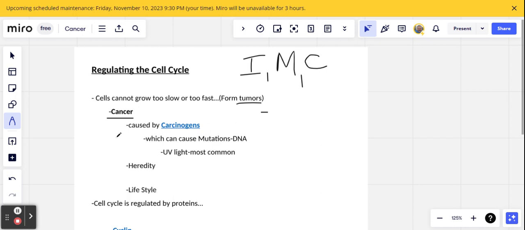Cancers generally are caused by carcinogens, and these are all kinds of different materials and also other things that living things are exposed to that cause mutations in your DNA. So these can be chemicals. Write this in. So chemicals. Okay. You can think of asbestos.